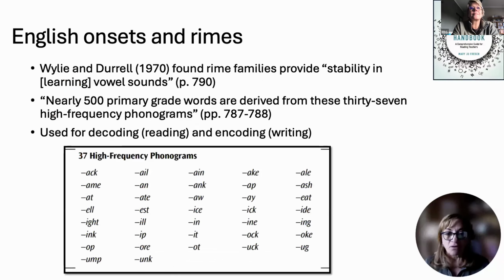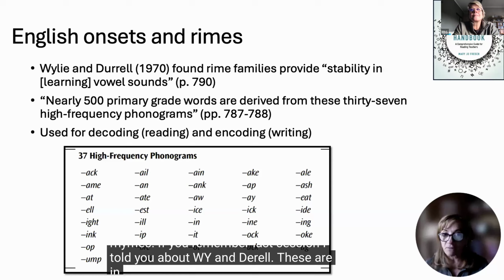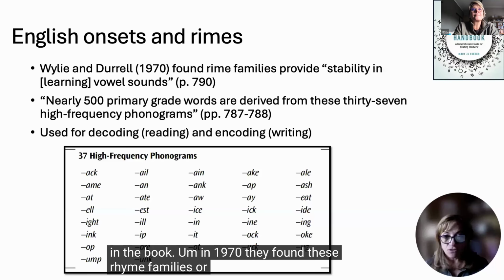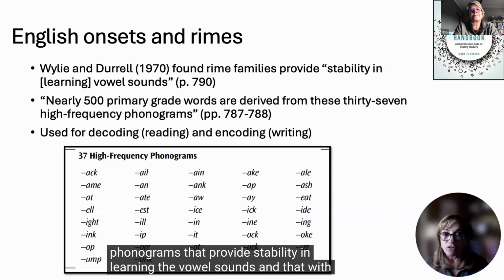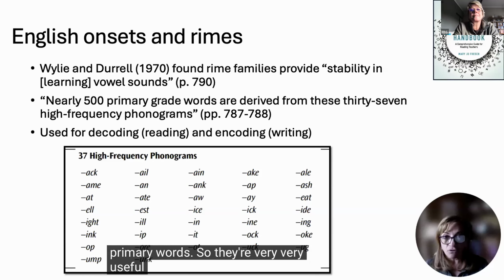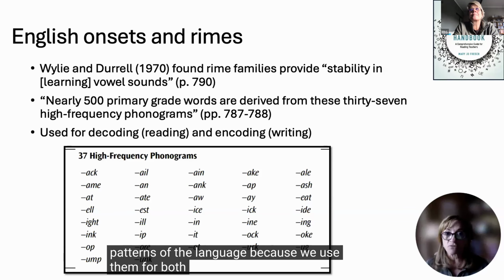Let me go back to the onsets and rhymes. If you remember last session, I told you about Wylie and Durrell. These are in the book. In 1970, they found these rhyme families, or they called them phonograms, that provide stability in learning the vowel sounds. And with those 37 rhymes, we can make over 500 primary words. So they're very, very useful for teaching students the patterns of the language because we use them for both decoding, or reading, and encoding, or writing.